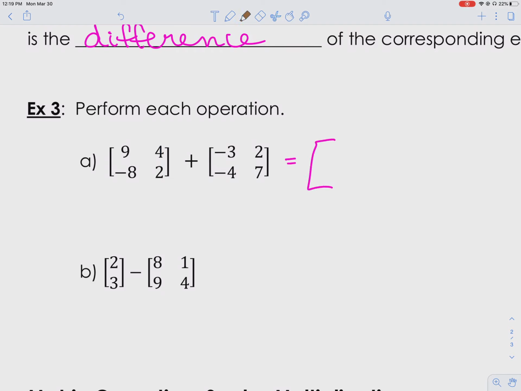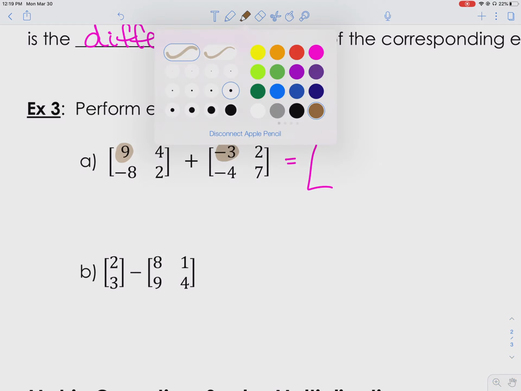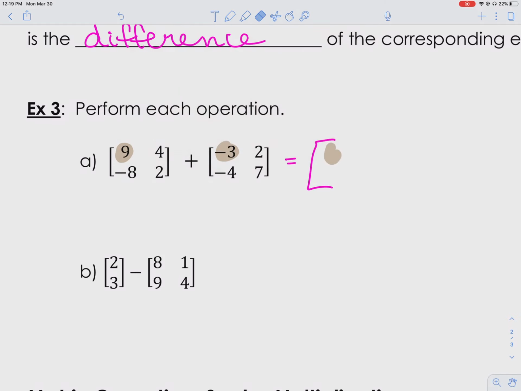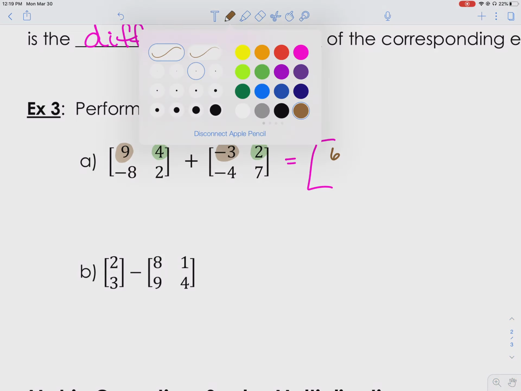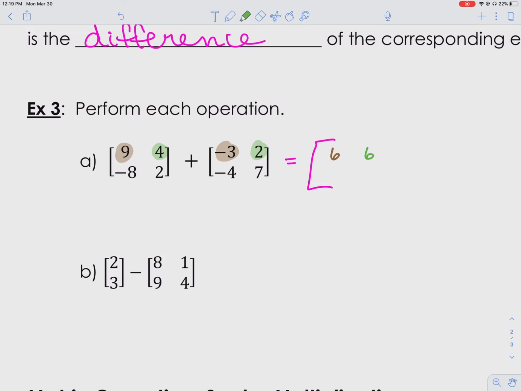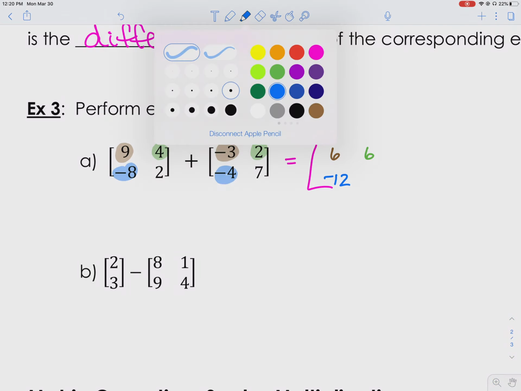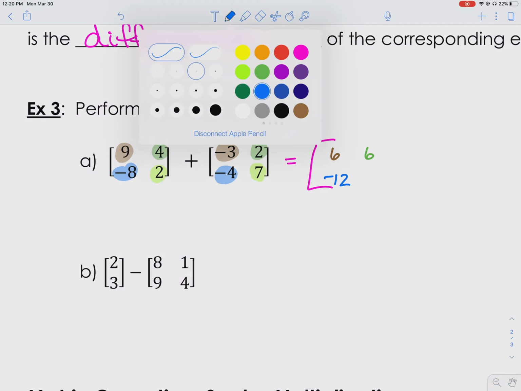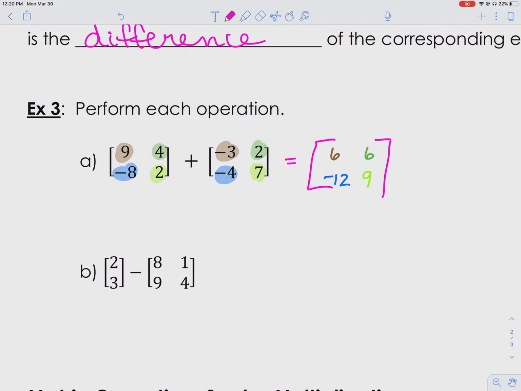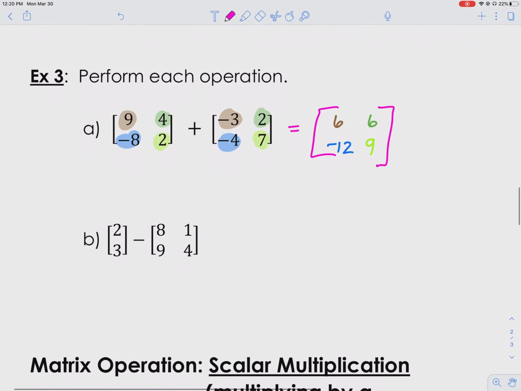So I'm just going to take each of these, 9 plus a negative 3. That's going to give me a 6. Whoops. Let's write it in brown. All right. I'm going to do the same thing with this one. 4 plus 2 is going to give me 6. And then, let's see, blue, negative 8 and negative 4 is going to give me negative 12. And lastly, 2 and 7 is going to give me 9. So I just add each of the corresponding numbers, okay?